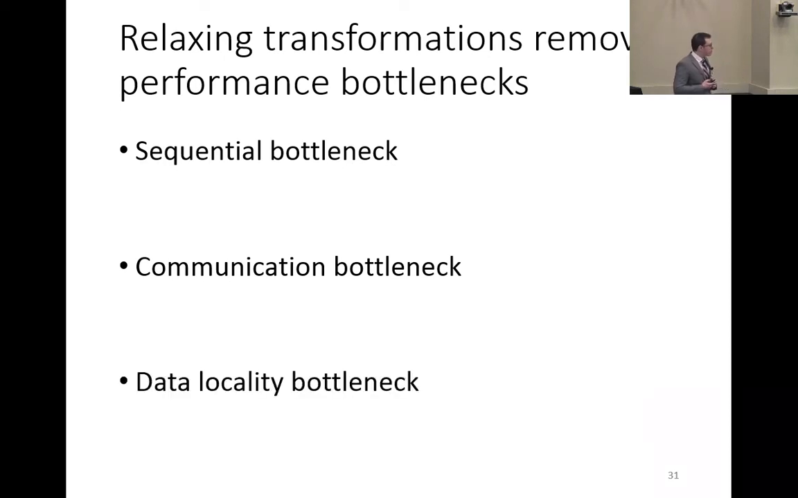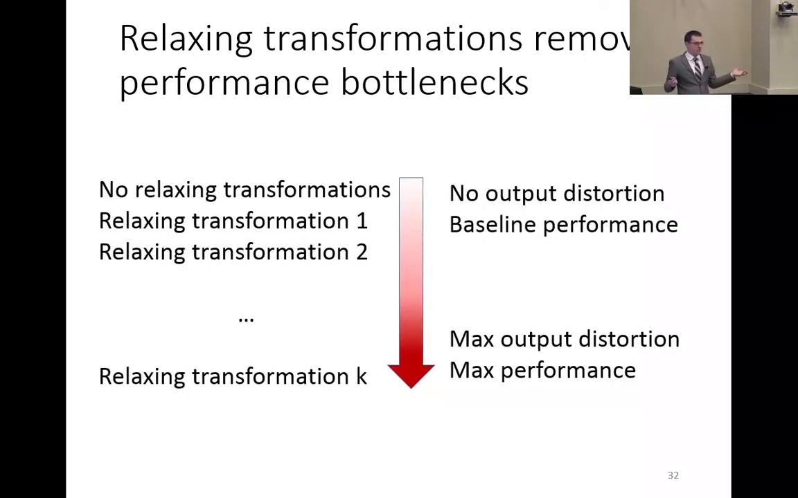Finally, the less obvious bottleneck is the data locality loss. When you run the sequential program sequentially, you run iterations sequentially, you have some data locality, spatial and temporal, that goes across iterations. Now you distribute iterations around the cores. Suddenly, you lose this kind of data locality, and this can block the performance. Here, we have a third set of relaxing transformations that take iterations, slice them in different ways, in an unsafe way, and cluster them to regain the majority of this data locality loss. In general, we have a set of relaxing transformations, ranging along a spectrum from we don't apply any relaxing transformation, and therefore we obtain baseline performance.